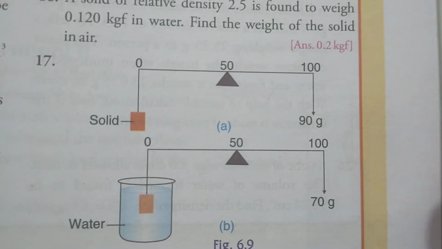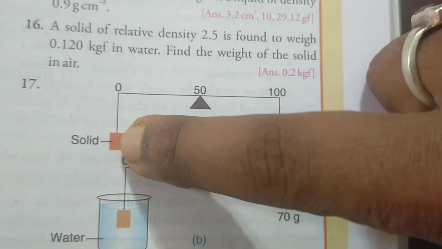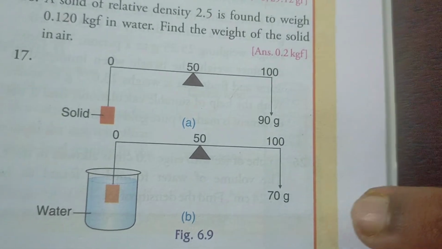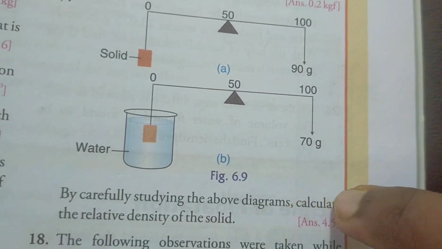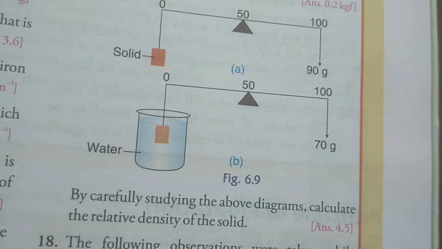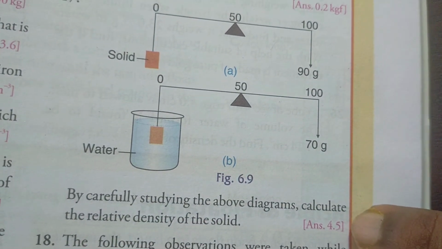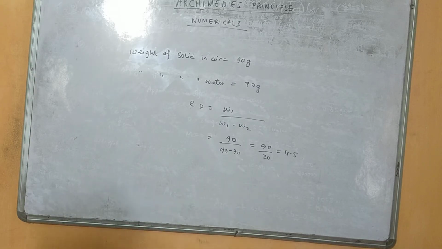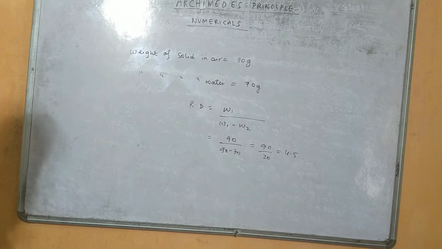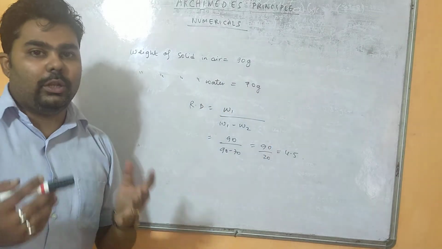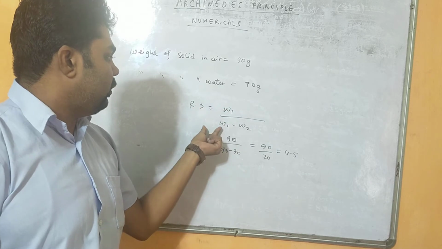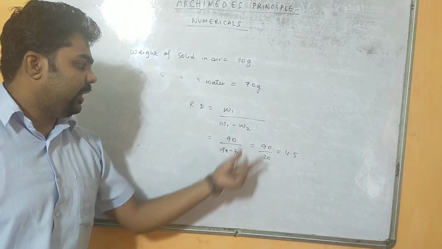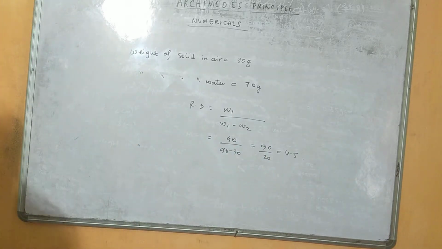Next question we have here: a solid, when it is in air, shows 90 gram, but when it is immersed in a liquid it shows 70 gram. We have to calculate the relative density of the solid, right? The answer is given as 4.5 and we have to find the relative density. So the weight of solid in air is given as 90 gram and the weight of solid in water is 70 gram. We know relative density equals weight in air by weight in air minus weight in water. So 90 divided by 90 minus 70, 90 by 20, that is 4.5, right?